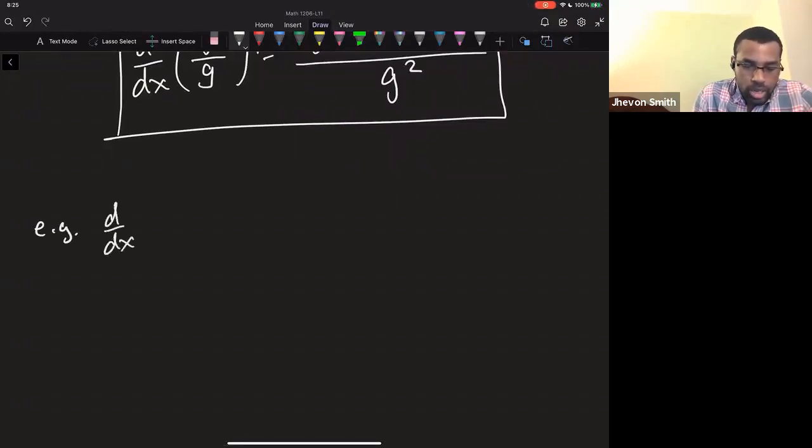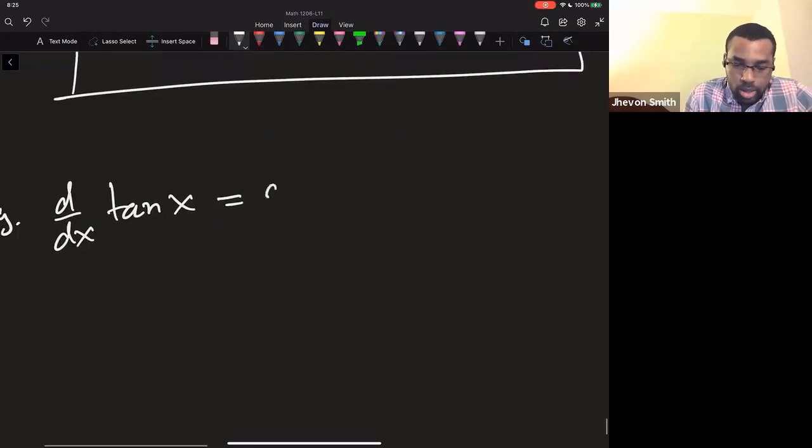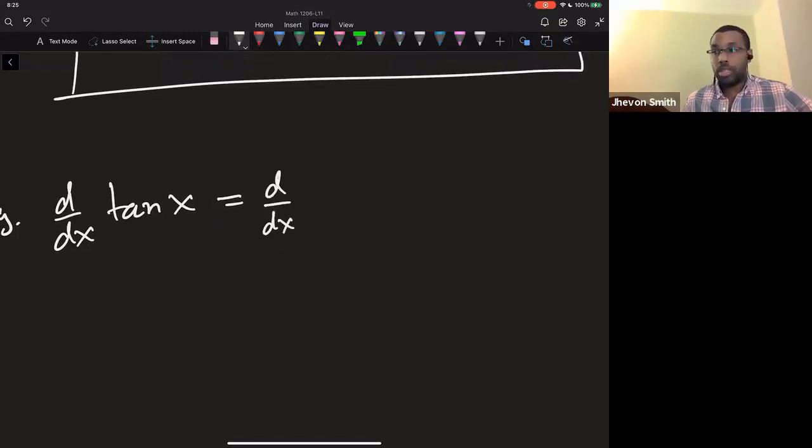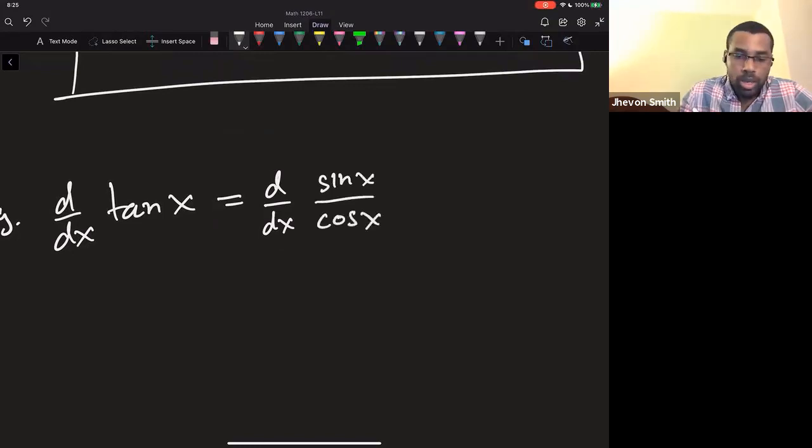How would you differentiate the tangent function, right? So that's one of the basic trig functions. We do want to know how to differentiate it. So let's do that. The trick here would be to rewrite this. We know that we can rewrite all the trig functions in terms of sines and cosines. So tangent is sine divided by cosine. And then I can think of this as my f and this as my g and apply the quotient rule.